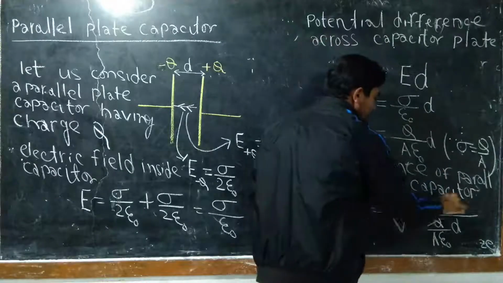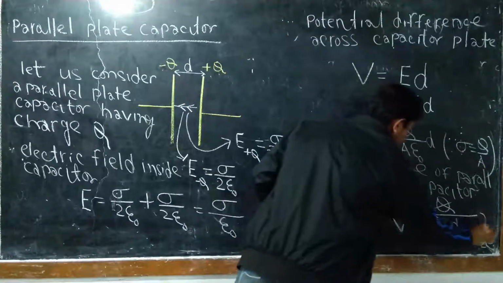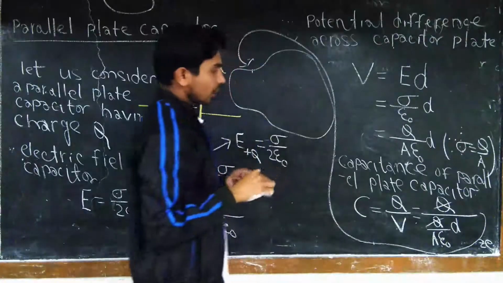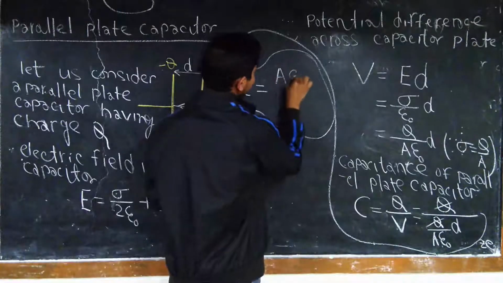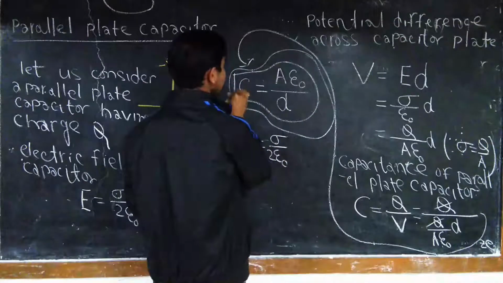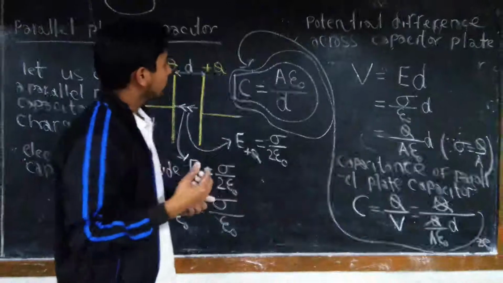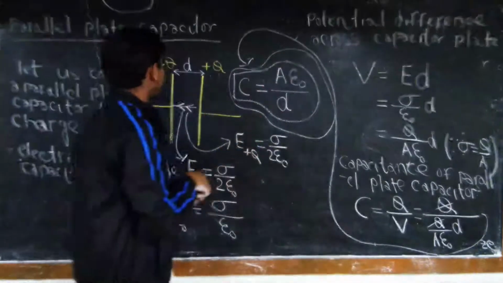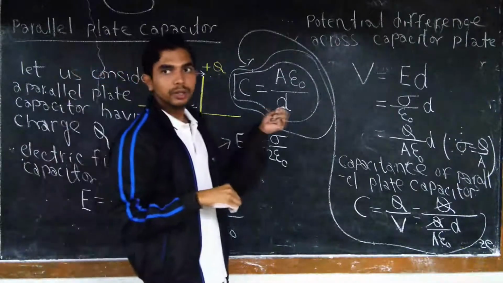Now you can see Q cancels, right? So now you can see from here we can write C is equal to A epsilon 0 by d. So this is your formula to calculate the capacitance of a parallel plate capacitor. You can see here, this is area, and this area is the area of this plate.